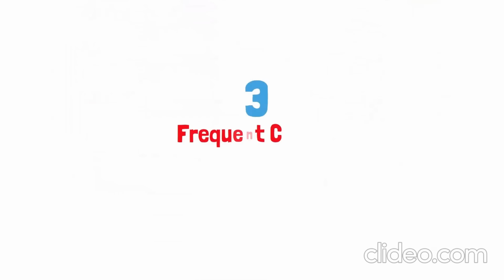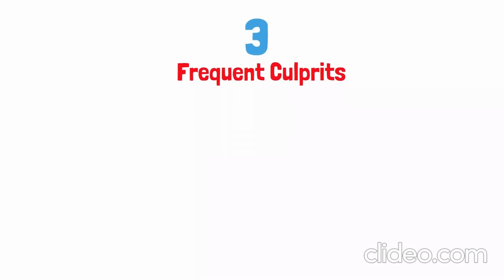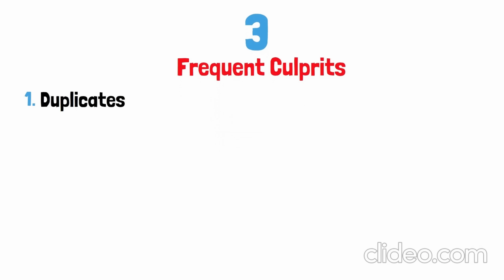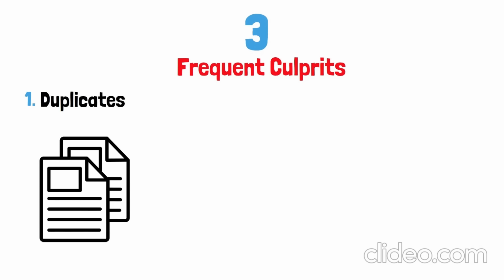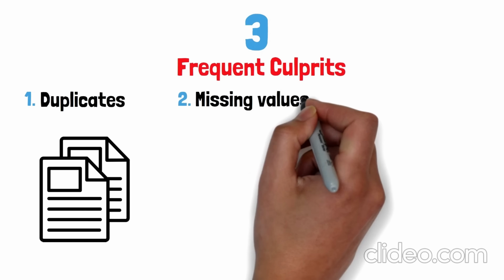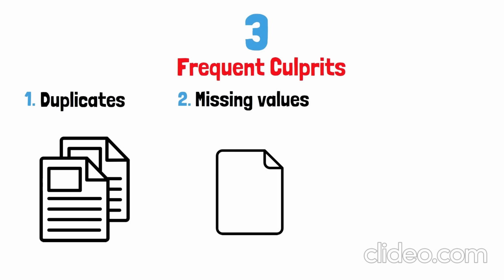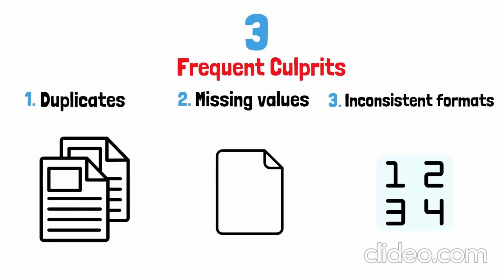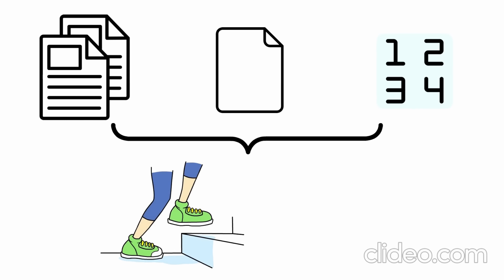3 frequent culprits derail any analysis. 1. Duplicates, identical records that inflate counts. 2. Missing values, blank entries that break your calculations. 3. Inconsistent formats, date or numeric fields in multiple styles. Spotting these issues is the first step toward trustworthy data.